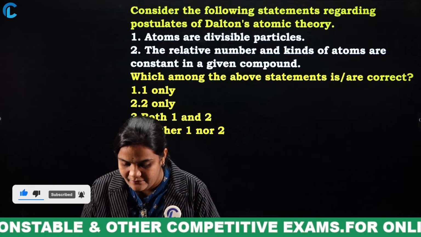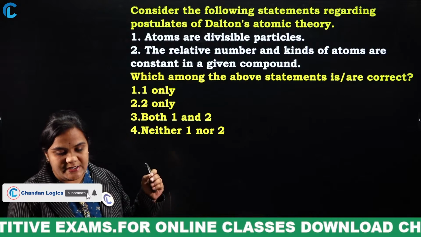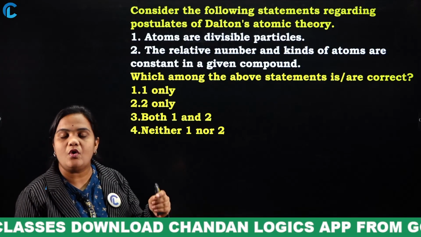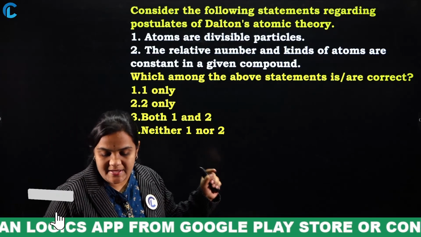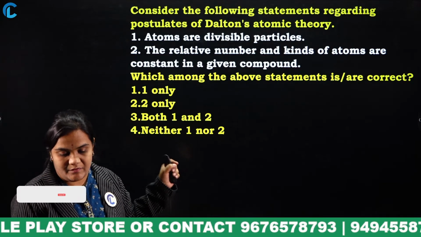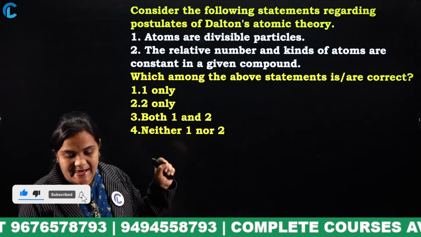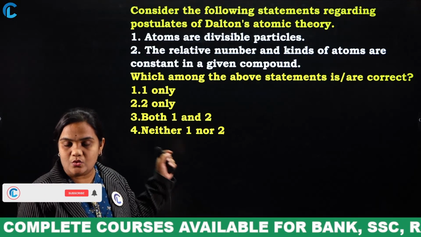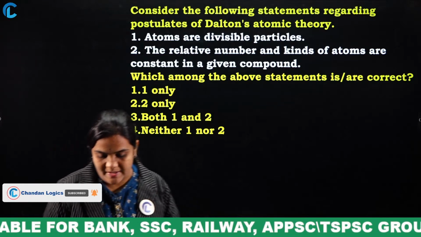Don't get confused. Try to get the answer for this question. Consider the following statements regarding postulates of Dalton's atomic theory. If you know what Dalton's atomic theory is, you can easily answer this question. Two statements are given: Atoms are divisible particles, and the relative number and kinds of atoms are constant in a given compound. Whether both statements are right, or one is right, please mention in the comment section.